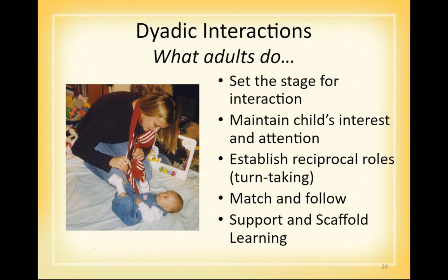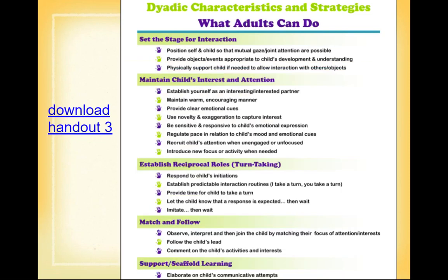There are 5 things that adults typically and very naturally do as they interact with young children in a way that helps to create a match between the child's personality, temperament, interests, and needs. 1, set the stage for interaction. 2, maintain the child's interest and attention. 3, establish reciprocal roles or turn-taking. 4, match and follow. And 5, support and scaffold learning. We'll cover these in more detail now.